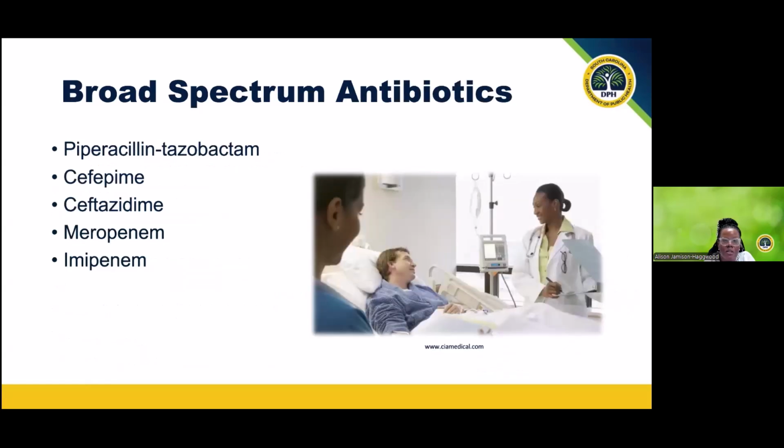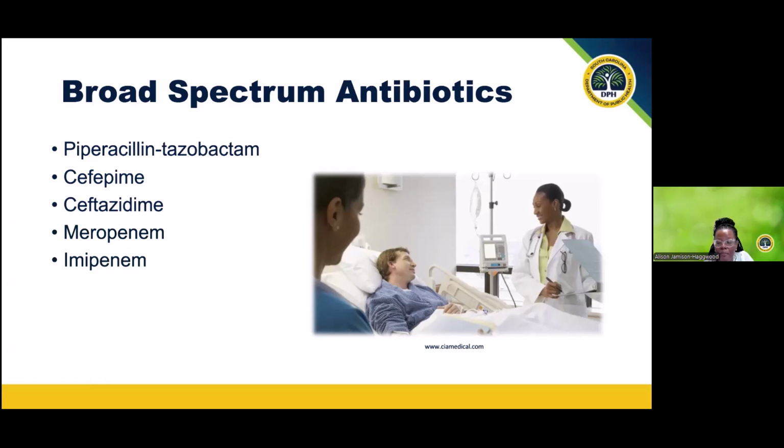So there are antibiotics that can be used to help treat these patients who are septic. All of these antibiotics listed here are broad spectrum antibiotics. So the piperacillin-tazobactam is particularly active against gram-negative bacteria.